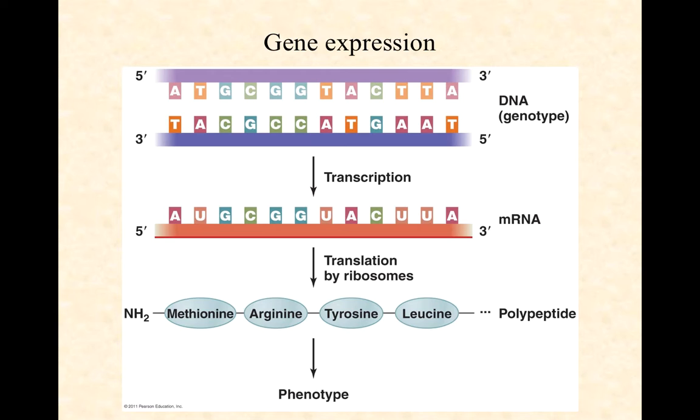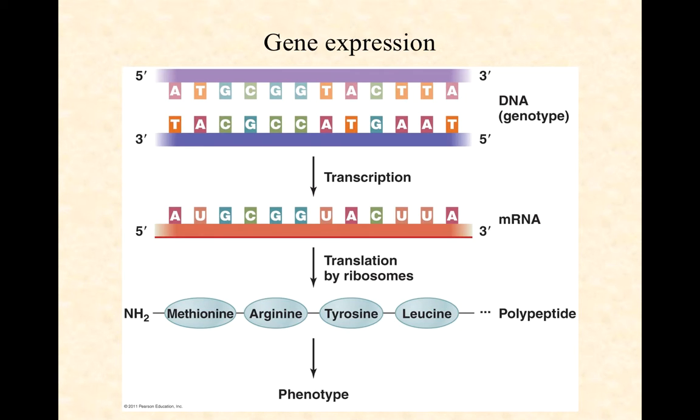So here's gene expression in kind of a summary. On top, you've got double-stranded DNA. You can see the base pairing. You can see the reverse orientation to one another. Transcription makes a single-stranded RNA copy of what was a double-stranded DNA gene. We call that single-stranded RNA copy of a gene a messenger RNA or an mRNA.